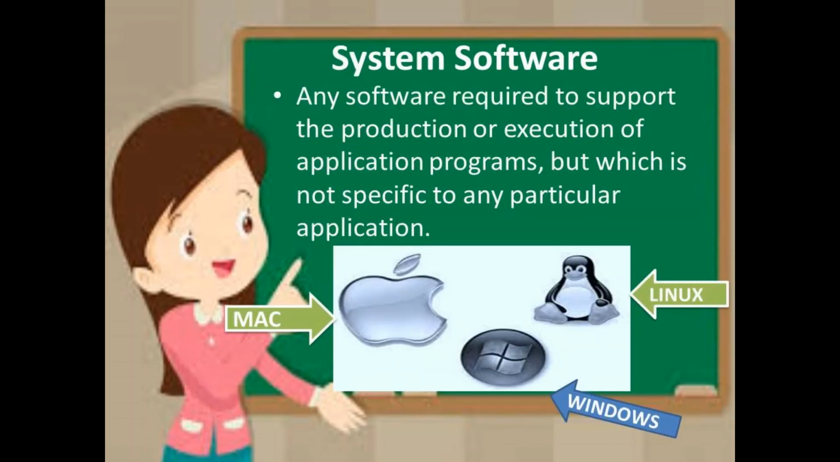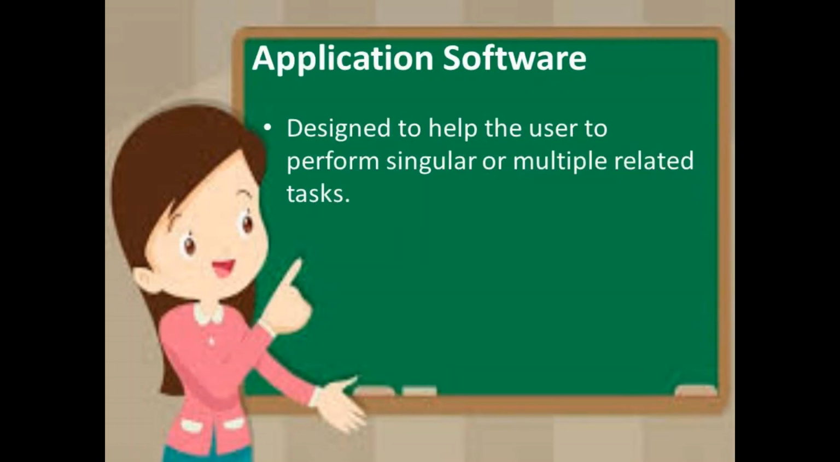System software is any software required to support the production or execution of application programs, but which is not specific to any particular application. The common operating systems include Windows, the Macintosh OS, OS/2, Unix, and Linux.